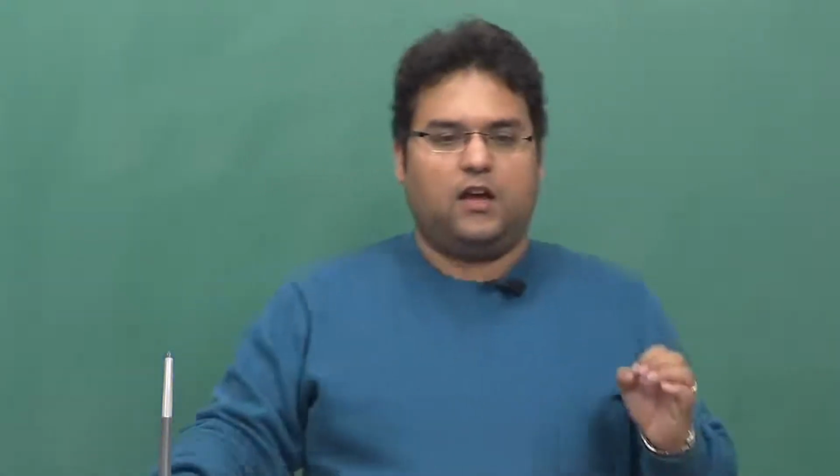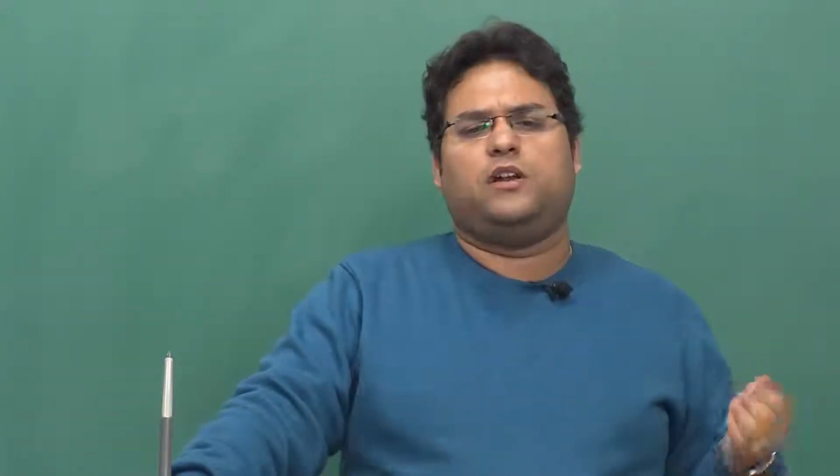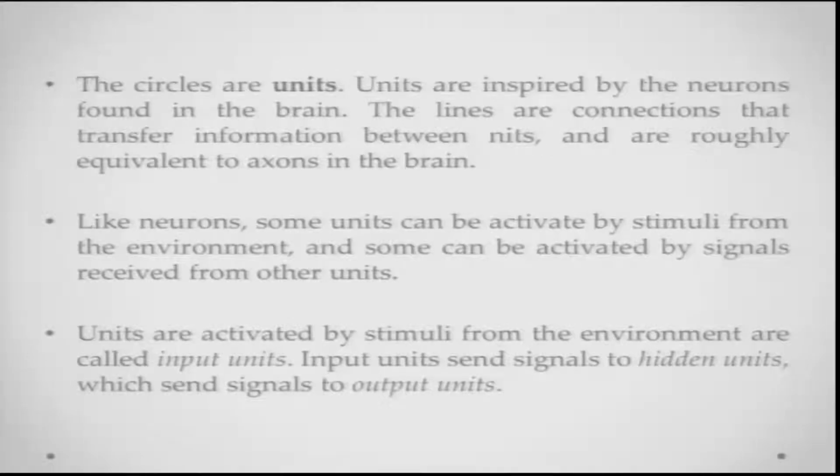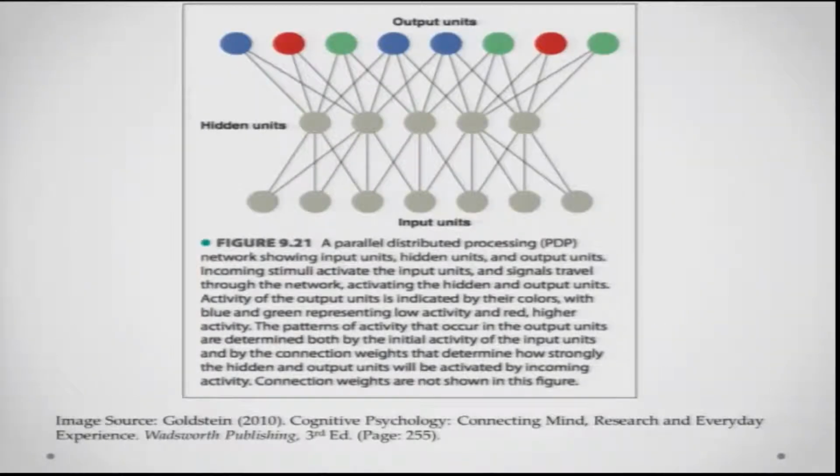Now, units activated by stimuli from the environment are called input units. Input units send their signals to hidden units, where the processing is going to happen, and these hidden units will send whatever the outcome of their processing is to the output units. So again, just have a look at this, and it is all very simple. There are input units, hidden units, and output units. Information comes in at the input, goes from the input to the hidden, and goes from the hidden to the output units.